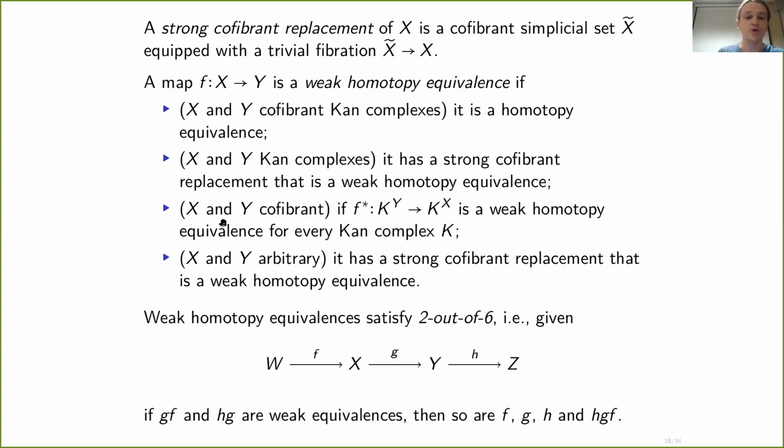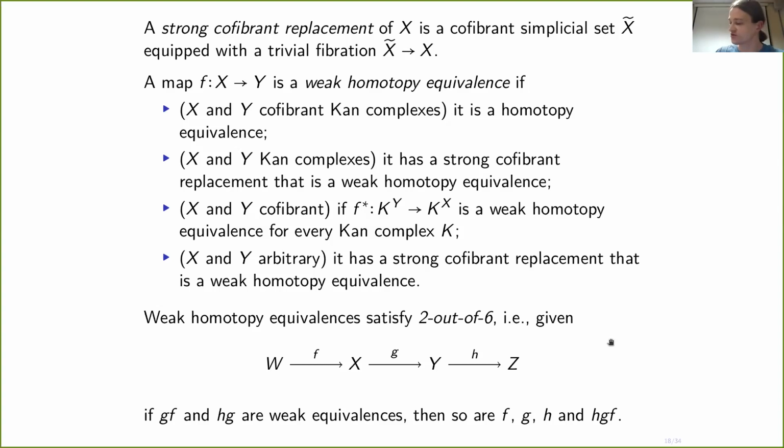Okay, so then I'm going to mention that there's this notion called 2 out of 6, which is a generalization of 2 out of 3. If I have 3 maps, and the composite of the first 2 is a weak homotopy equivalence and the composite of the last 2 is a weak homotopy equivalence, then all of these 3 maps and the composite are also weak homotopy equivalences. In the context of model categories, this actually follows from 2 out of 3, but in general it does not, and it is useful to verify it first.